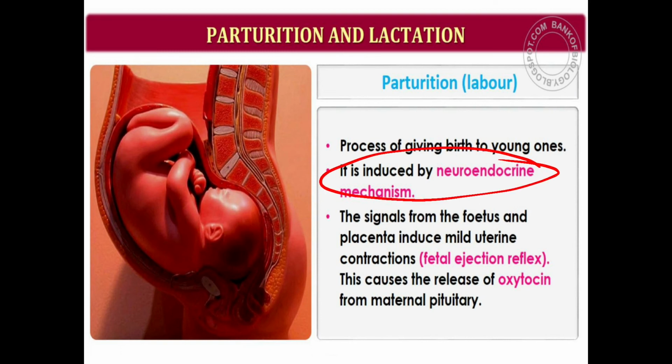Next, the signal from the fetus and placenta includes mild uterine contraction, and this mild uterine contraction is especially triggered by the fully developed fetus itself. This we call the fetal ejection reflex. So one more important 1 mark question they may ask: define fetal ejection reflex. The reflex or signal given from the fully developed fetus, which in turn causes mild uterine contractions, we call the fetal ejection reflex.